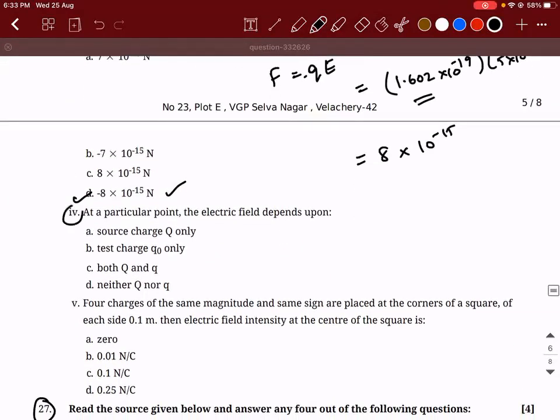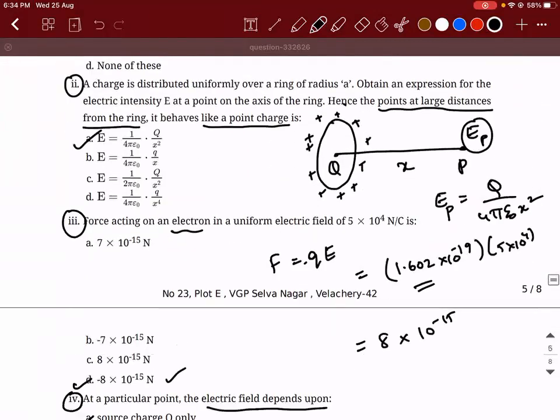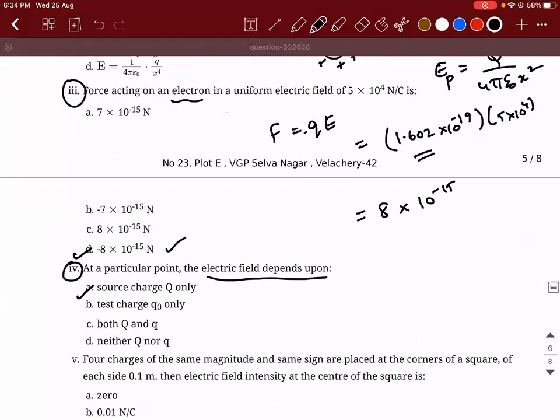Now tell me, at a particular point, the electric field depends upon. At a particular point, Sir, the test charge? No, test charge will not come into picture. It depends on the source charge. That's what I told you. A, sir. Sorry, sir. A, source charge.